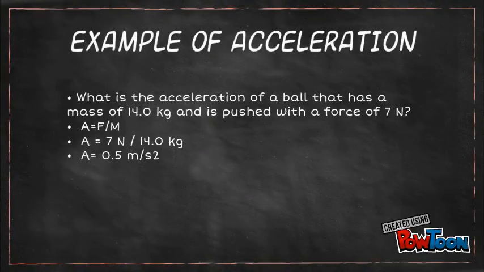Example of acceleration. What is the acceleration of a ball that has a mass of 14.0 kilograms and is pushed with a force of 7 newtons? A equals F over m. A equals 7 newtons over 14.0 kilograms. A equals 0.5 meters per second squared.